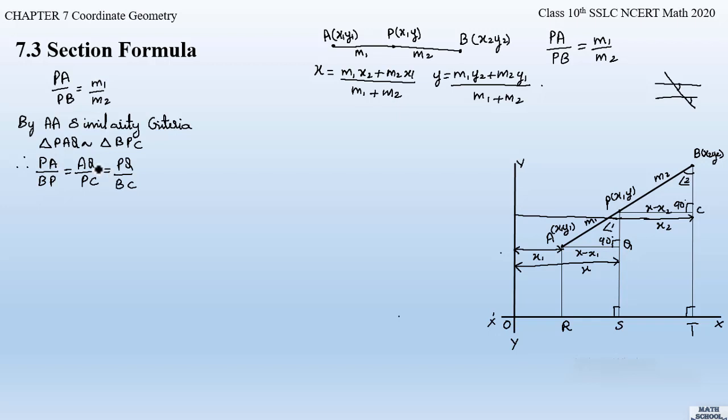Here, coming back to the corresponding sides, we already know the PA value, which is equal to M1. Now we have found the AQ and PC values, right? Again, the PB value is equal to M2. Now we have to find PQ and BC.